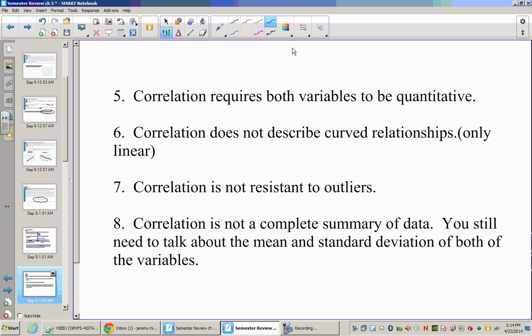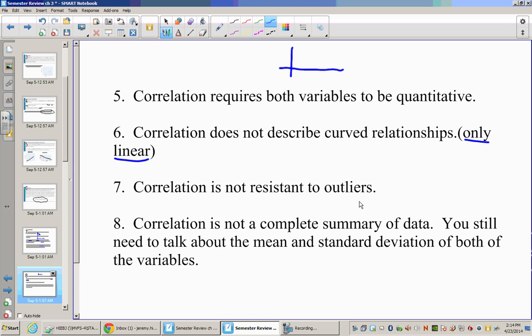Also, both variables have to be quantitative. We can't have gender and grade point average. You can't find a correlation with those because gender is categorical. Correlation also does not describe curved relationships, only linear. And we'll get into that as we get into Chapter 4. When we're dealing with r, it's just the linear relationship.